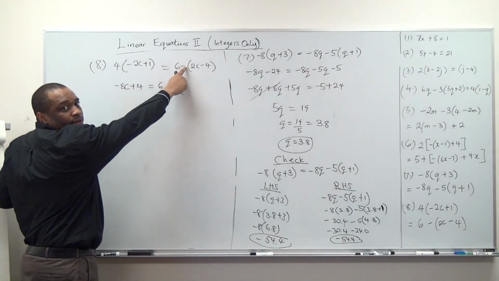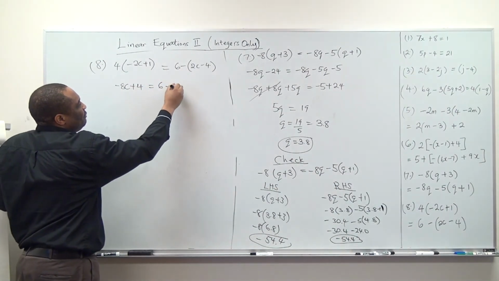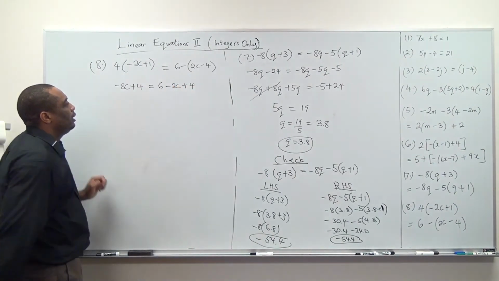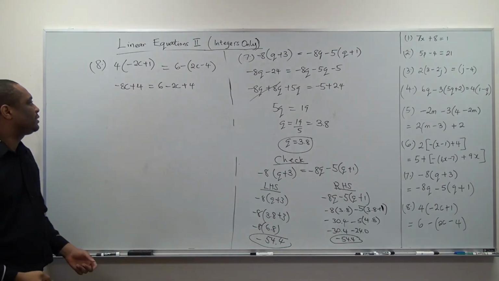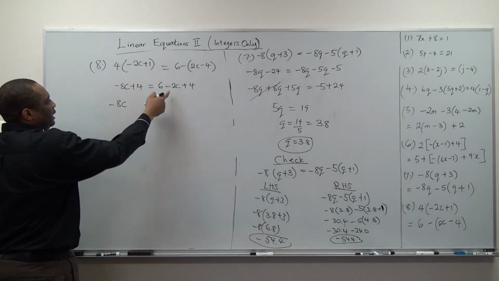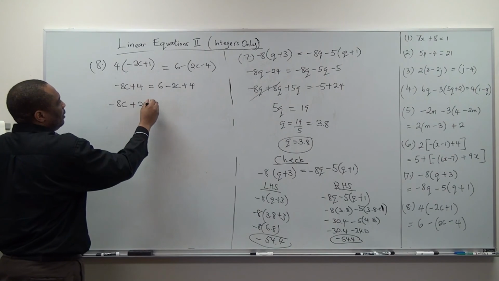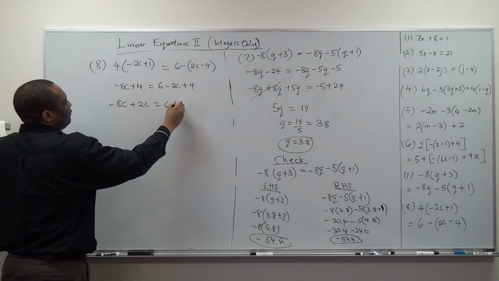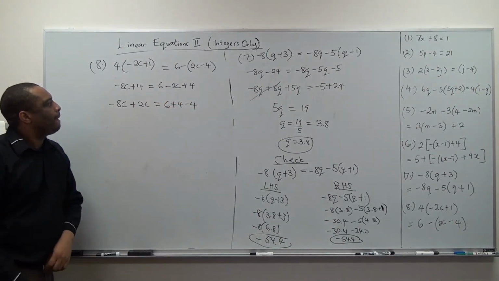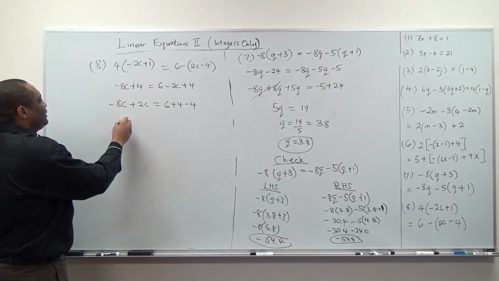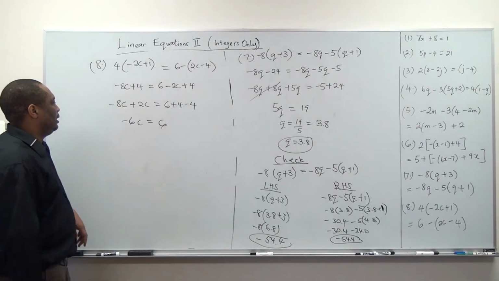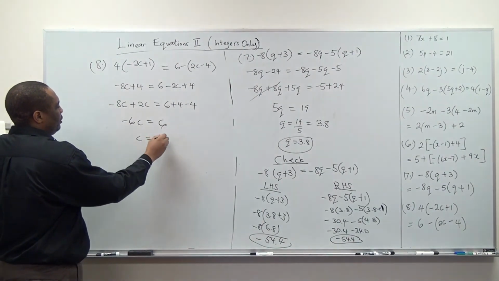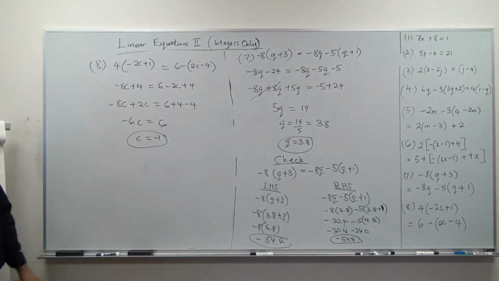Now this is negative 1. So distribute negative 1. This is negative 2c plus 4. Okay. Variables left, constants right. Negative 8c plus 2c equal to 6 plus 4 minus 4. Right? So this is negative 6c equal to 6. And this is so sweet. You divide both sides by negative 6. And that gives you that c is equal to negative 1.